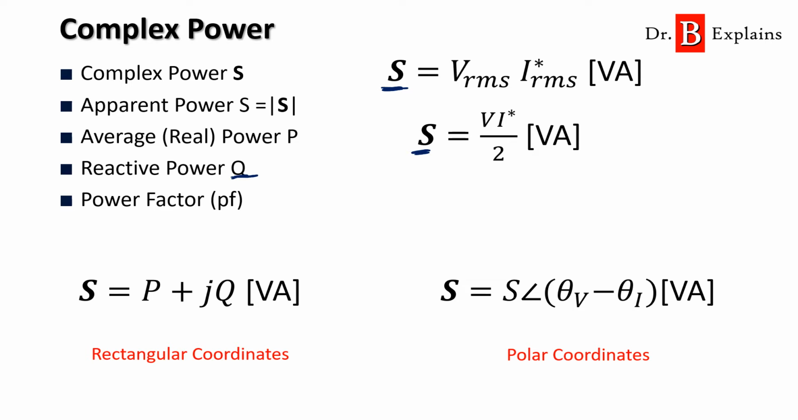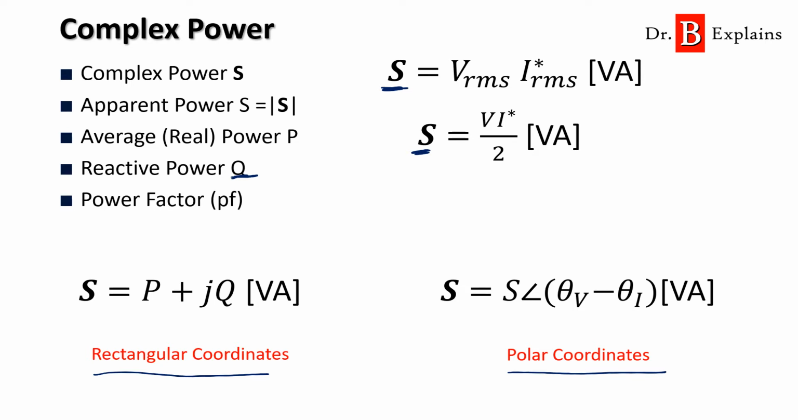And so what do I mean by the real part, the imaginary part, and the magnitude and everything? So remember that complex power is basically a complex number. So mathematically, it's a complex number. And so we can display it in two ways. We can show it in rectangular coordinates, and we can show it in polar coordinates. So those are two ways that we can express it.